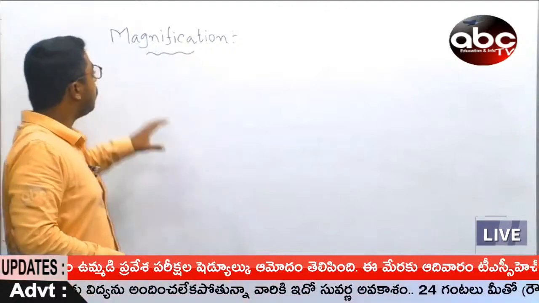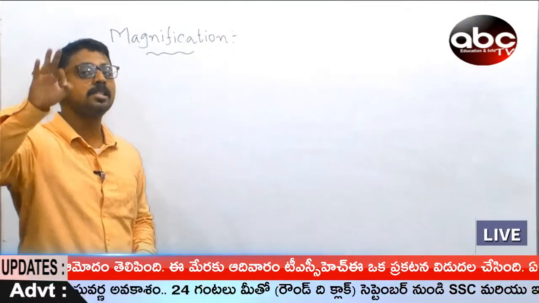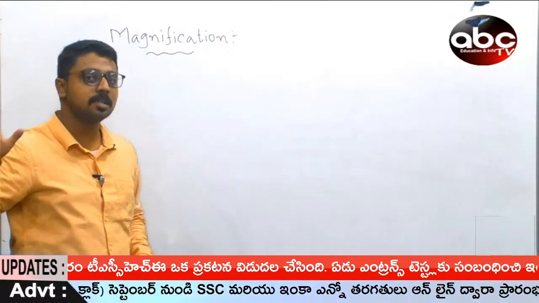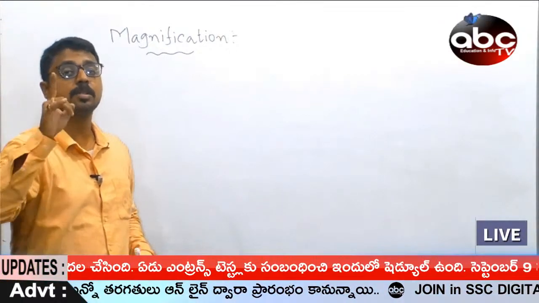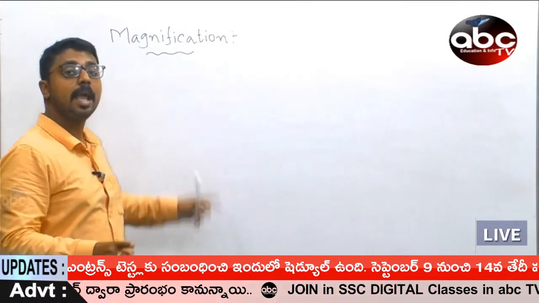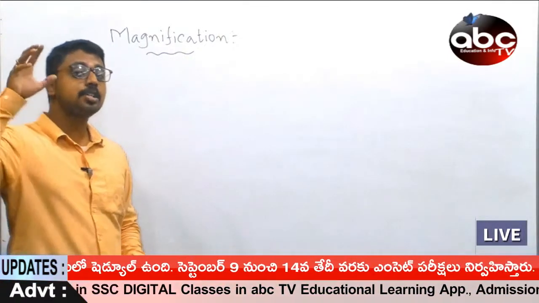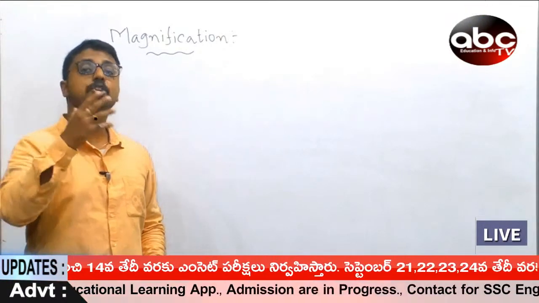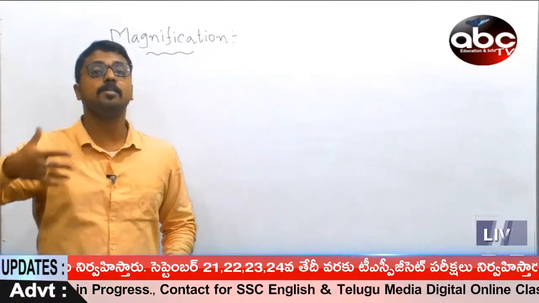So here, magnification is a ratio, it's an absolute ratio. So it does not have any kind of units. You remember this? It is an absolute ratio. Because of that, we are not able to get any units for the magnification. So magnification is defined as the ratio between height of image to height of object.